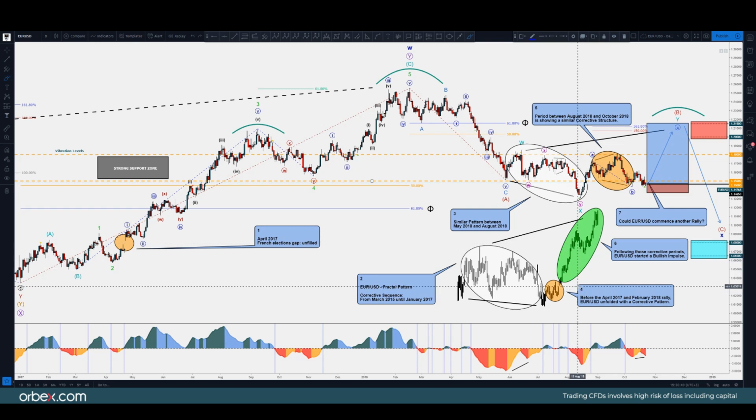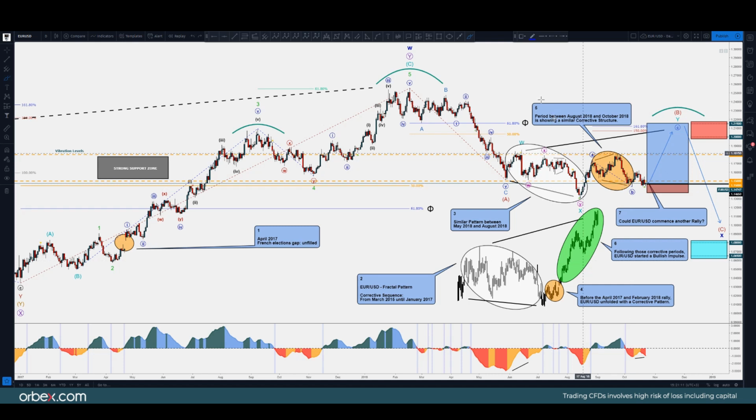Now, after that, point number 4 says before the April 2017 and February 2018 rally, Euro USD unfolded with a corrective pattern, which is in fact this one, right? So before the rally, we have this corrective, which is most likely this one. Should it be this one? Nothing is nailed to the wall. Just giving you guys another tool to possibly expand your trading senses. This is not to be treated as investment advice. This is just to be treated as simple market commentary, right?